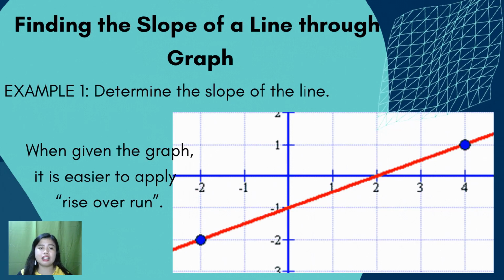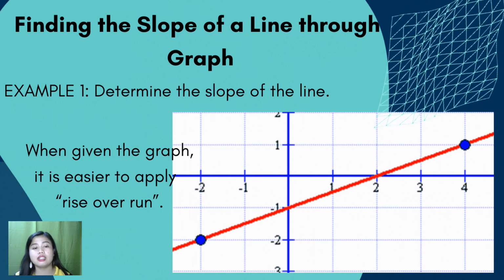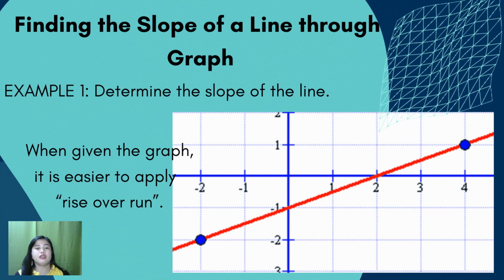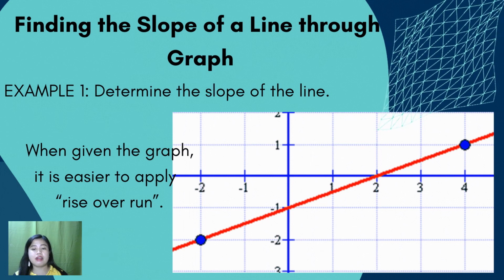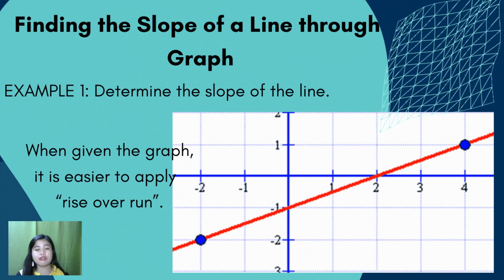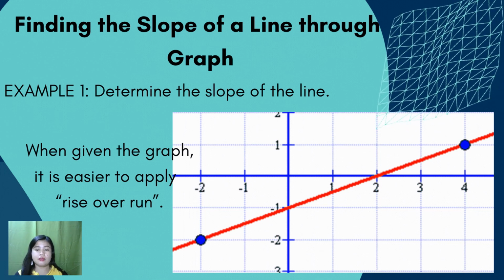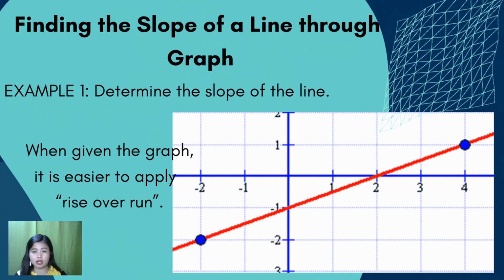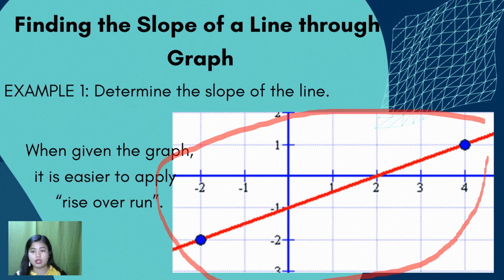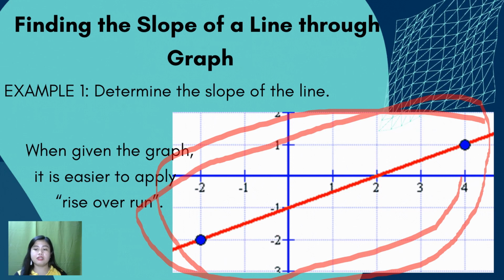So, how do we find the slope of a line? We have two ways in finding the slope of a line. The first, we can directly identify it given the graph. So, it's very easy. When given the graph, it is easier to apply the rise over run. Example, we have this line here, graph here. So, what is the slope of this line?